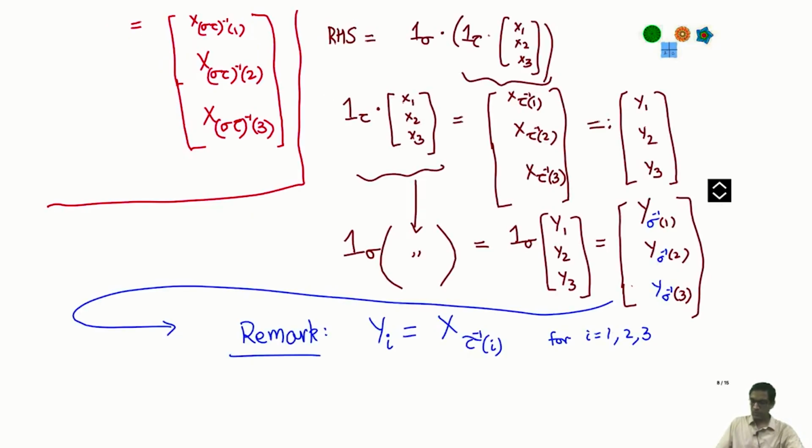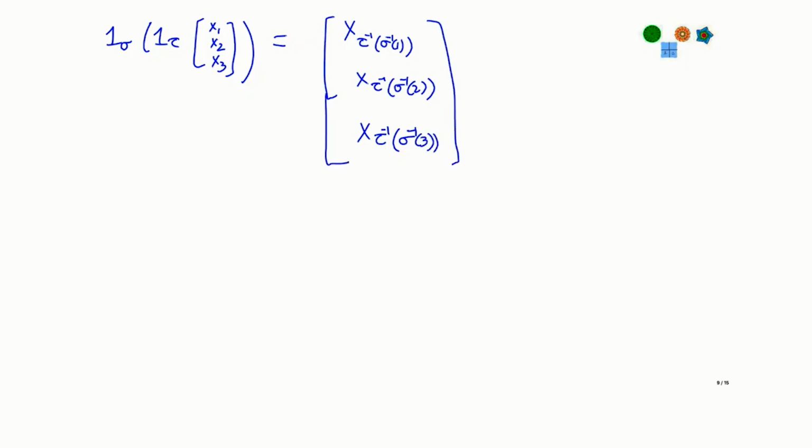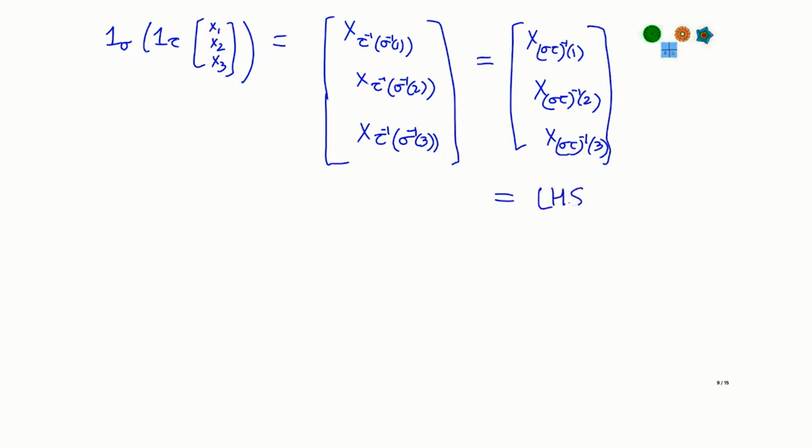x sub, let's go back up, it's y sub sigma inverse 1, but y sub sigma inverse 1 is x sub tau inverse sigma inverse 1. Okay, so it is tau inverse acting on sigma inverse 1. Same thing, x sub tau inverse acting on sigma inverse 2, and this becomes x sub tau inverse acting on sigma inverse 3. Okay, so what does that mean? Finally, I conclude that this is the same as x sub, so tau inverse sigma inverse, remember, is just sigma tau the whole inverse, x sub sigma tau the whole inverse 1, x sub sigma tau the whole inverse 2, and x sub sigma tau the whole inverse 3. Okay, so that's the same as what we got on the left hand side. Okay, so this proves that axiom 3 holds. In other words, it's a left module.